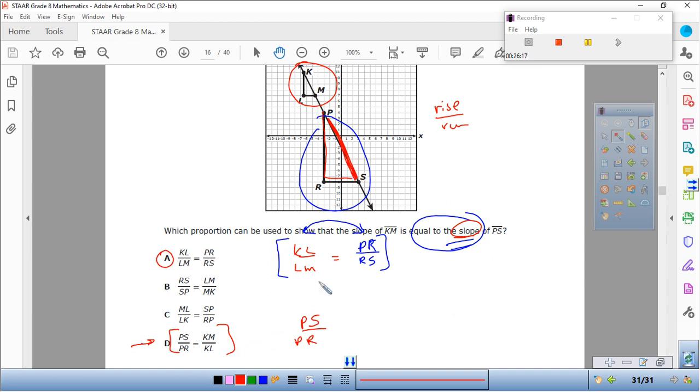But it is setting up a good proportion. I guess I'll just show you with the pictures. PS and PR. PS goes to PR as KM goes to KL. Those proportions of those ratios are correct, but they're not showing the slope. Okay, that's the deal with that letter D.